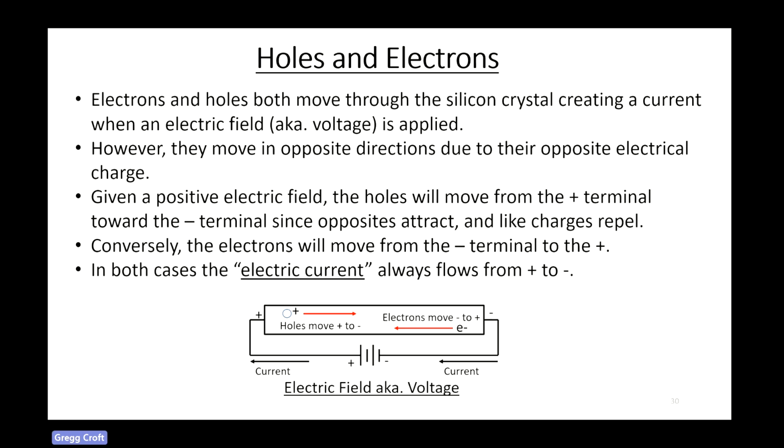Now, in both cases, electric current, which is defined as the direction of flow of positive charge, always flows plus to minus. But remember, the electrons flow one way, the holes flow the other way.